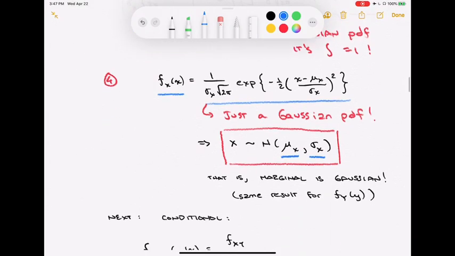The marginal is Gaussian, easy to see. The same results exactly come out for Fy of y, except it has a mean mu y and a standard deviation sigma y. Next, we want to show that the conditionals are also Gaussian.